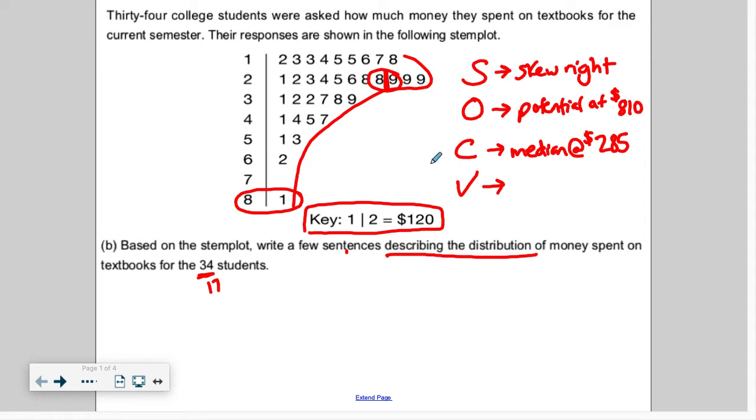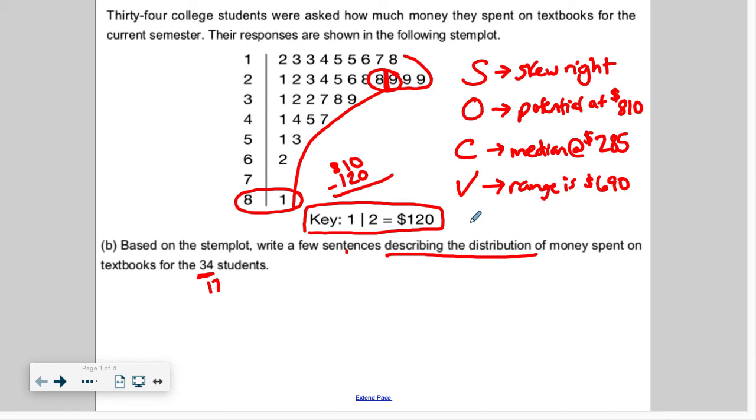Since it's a stem plot and I can see my max and my min, I'm going to use the range. So range is, and remember, we don't want an interval. So my smallest is 120. My biggest is 810. So that means my range is $690 when I subtract them.